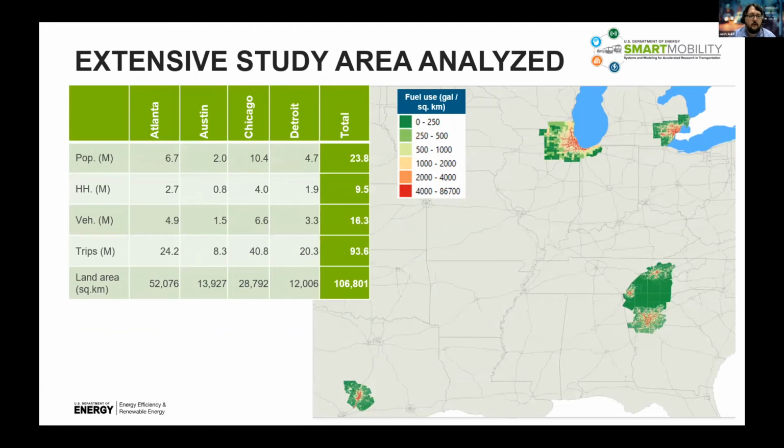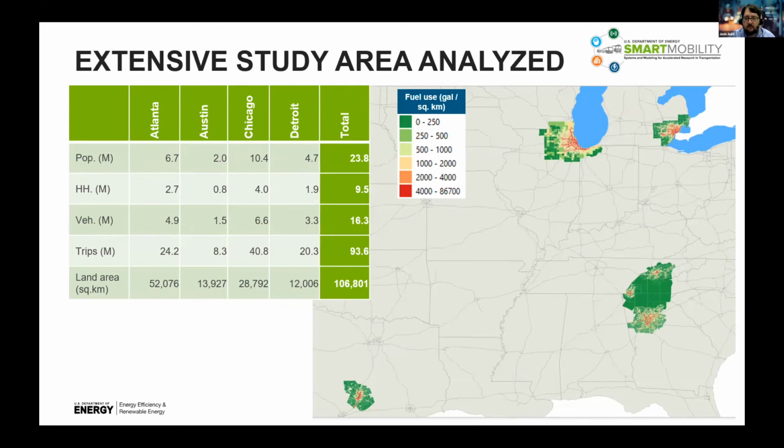For the study areas we looked at, I mentioned we have our 4 larger MPO regions, and then the Atlanta area also ended up being a multi-region model itself, where we also connected to the Chattanooga and Knoxville metro areas to look at some more inter-regional travel as well. So if we combine all 4 of the regions, we ended up with about, let's say, 24 million people in a model area of over 100,000 square kilometers.